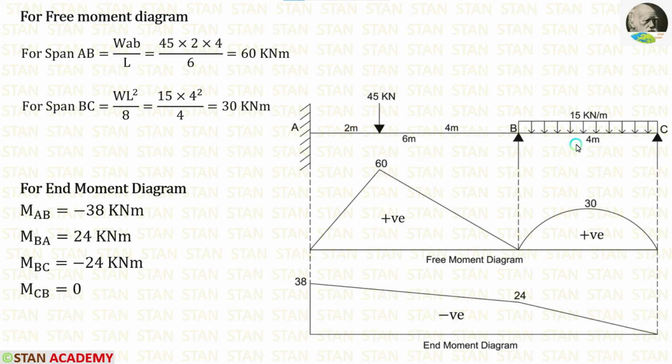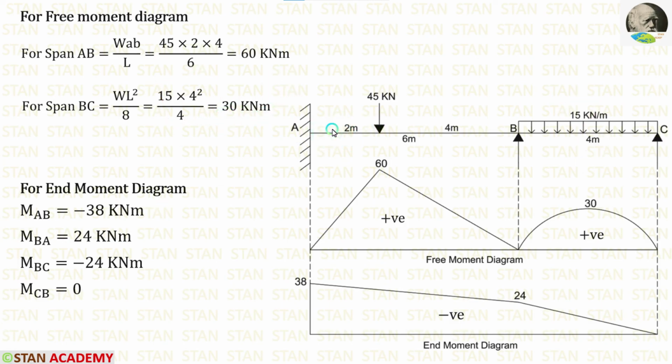If in the simply supported beam, UDL is acting for the full span, the formula for the maximum bending moment is WL square upon 8. Here W is 15, L is 4. When we apply in the formula, we are getting 30 kN meter.